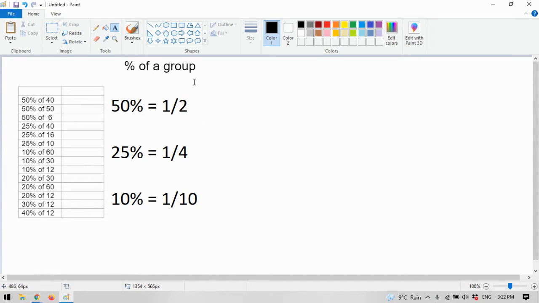So let's look at the first one. Got 40. I'm going to divide it by 2. So that means the same as 40 divided by 2, which is 20. 50% of 50, so half of 50. So you can work that out. It's 25, and so on. 50% of 6 is the same as half of 6, which is 3. So that's really easy.